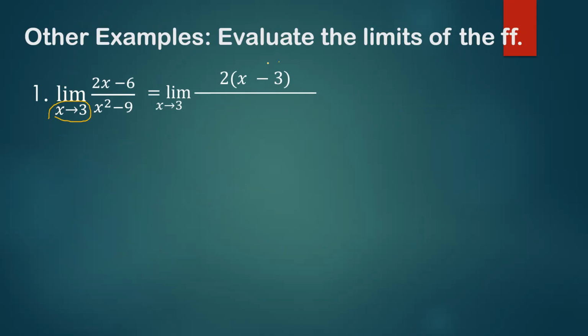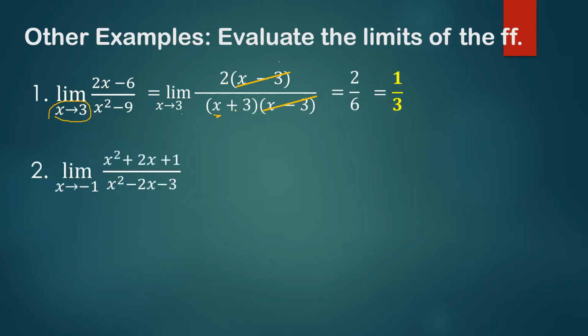Oh. So sa baba, meron din tayong x plus 3, x minus 3. Okay, so nag-cancel yung x minus 3. We just have this. So 3 plus 3 is 6. So we have 2 over 6 or 1/3. Okie dokie. Now let's go to example 2.